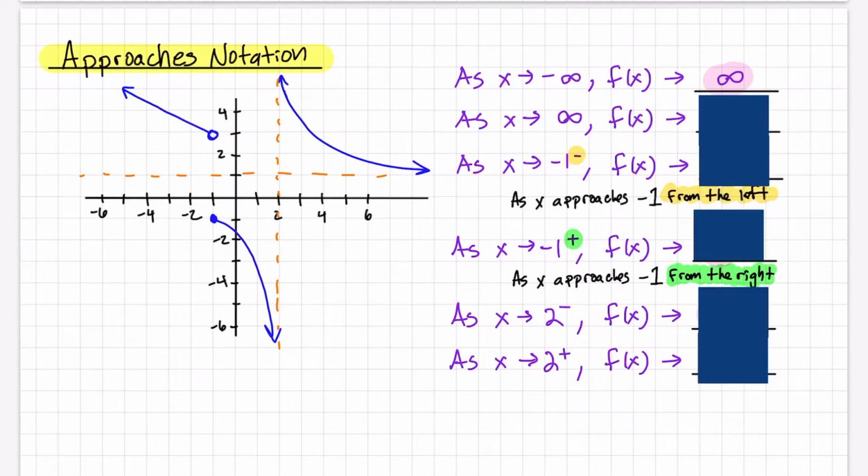All right, next, as x is approaching positive infinity, so as I'm journeying to the right, what is happening to my y value? It's getting closer and closer to what? Well, we have an asymptote here, this orange dotted line, so it's getting closer and closer to that asymptote, which is 1. So as x is approaching infinity, the function or the output is approaching 1.